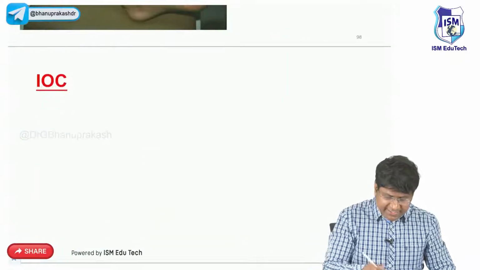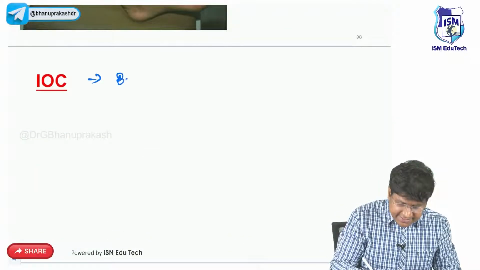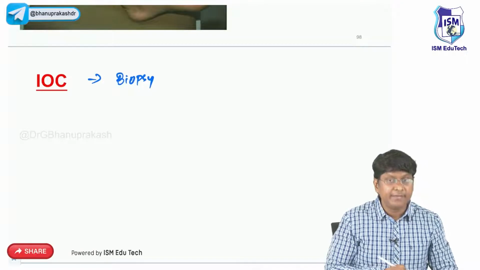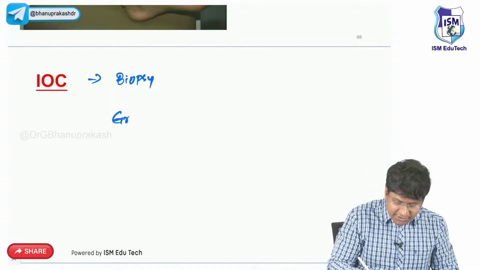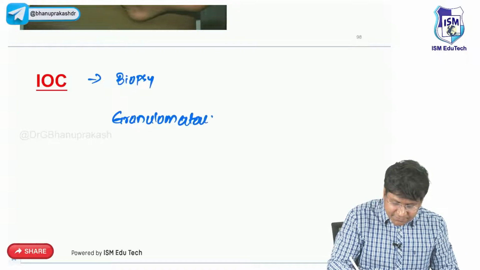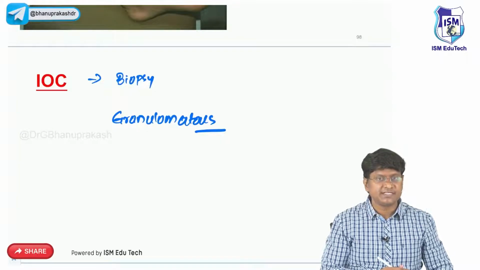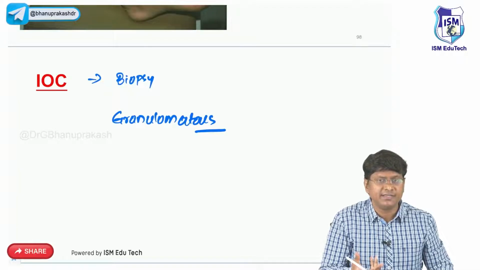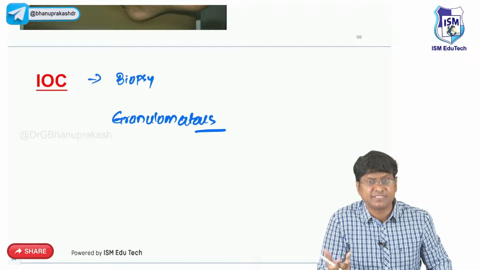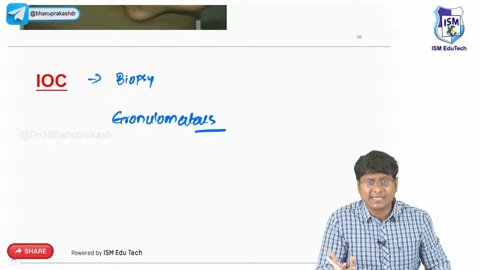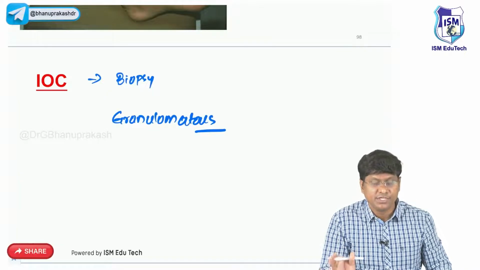Now, what is the investigation of choice? The investigation of choice in these individuals will be biopsy. And what does the biopsy show? The presence of granulomatous inflammation. So what does the granuloma contain? The granuloma contains the macrophages as well as the presence of giant cells. What are giant cells? They are nothing but the fused macrophages, right?